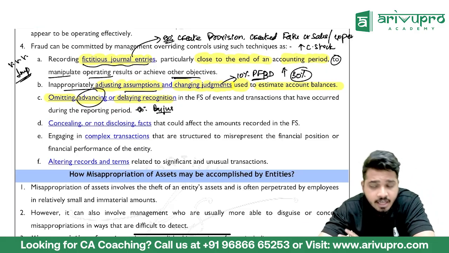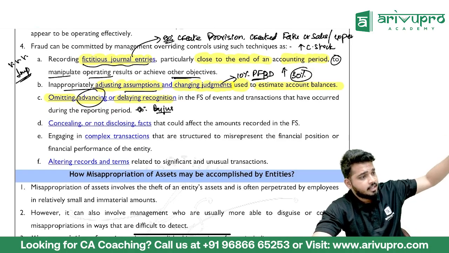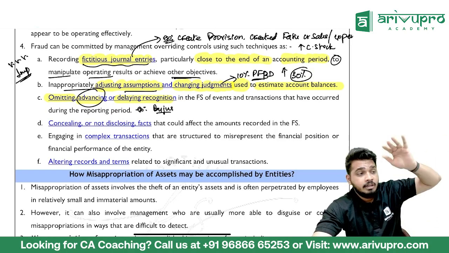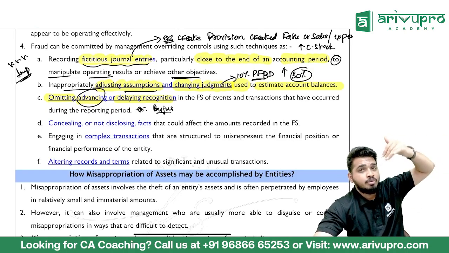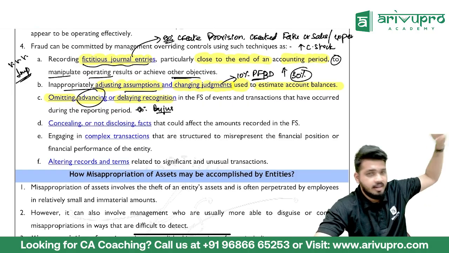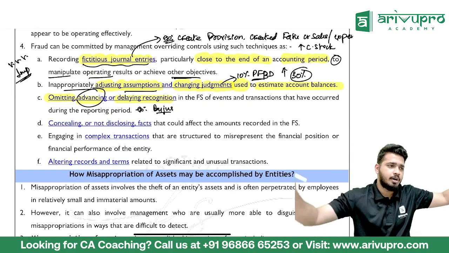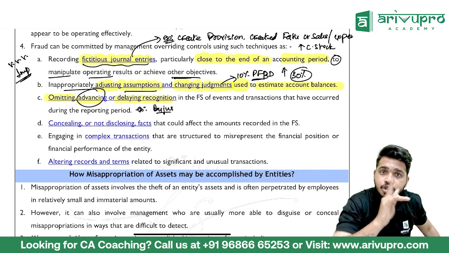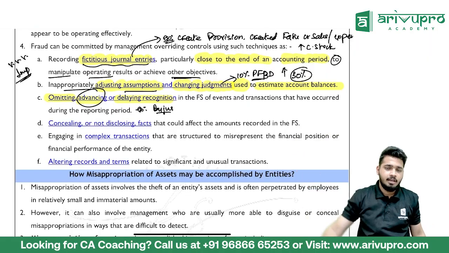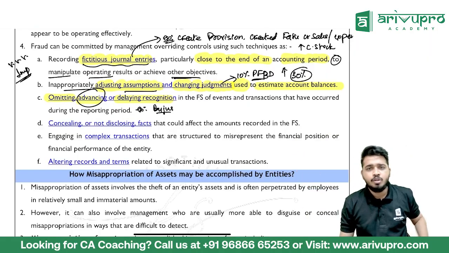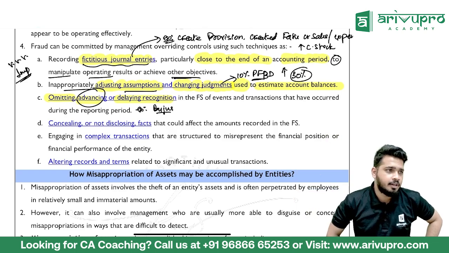Advancing the recognition: the revenue belongs to the next few years, but you're recognizing it today. Delaying the recognition: you're supposed to record today, but you're not recording; you're recording it next year. Clear? Omitting means what? Don't tell what happened. We will not tell the users that we have received this particular revenue.